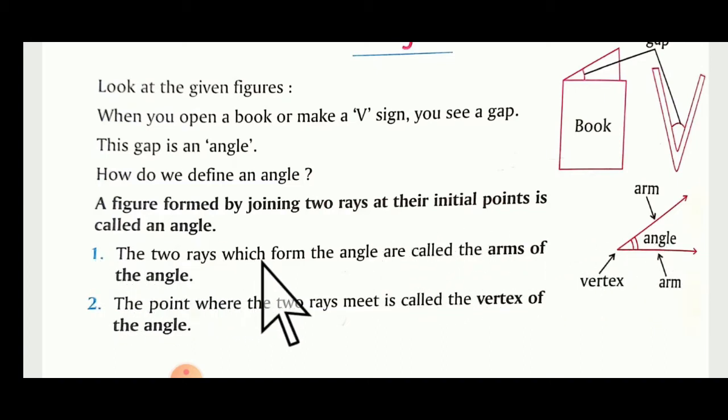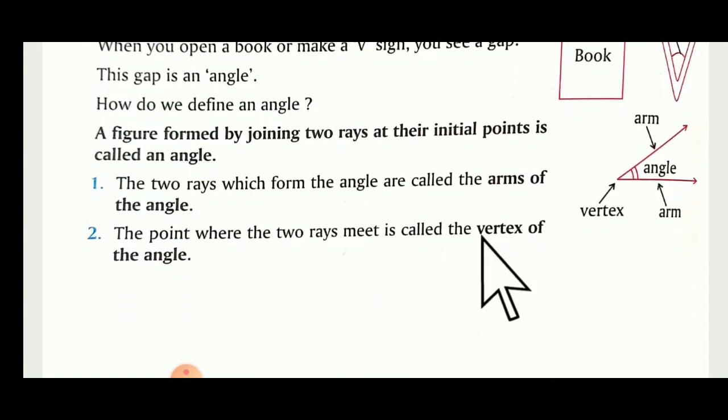Point 1. The two rays which form the angle are called the arms of the angle. Point 2. The point where two rays meet is called the vertex of the angle.